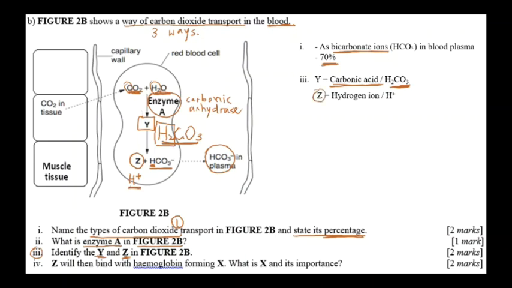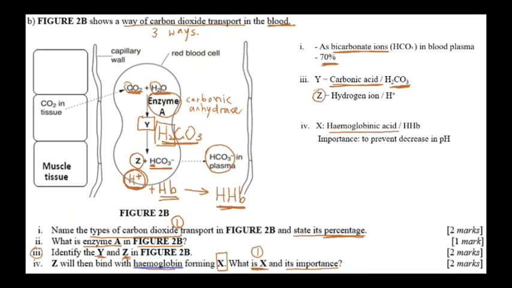And the last question here, Z will then bind with hemoglobin to form X. What is X? So that's the first part of this question, and then you have to tell the importance of X. Having hydrogen ions in the red blood cell will lower the pH in the red blood cell. That's why we need to have the hydrogen ion combined with hemoglobin, and that will form HHB, which its full name is hemoglobinic acid.